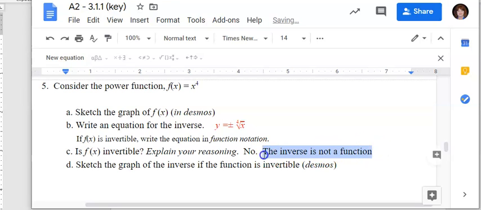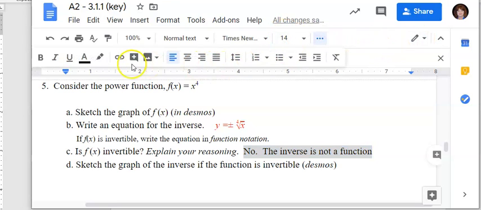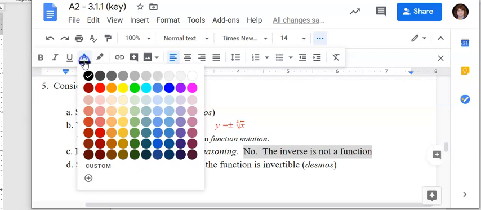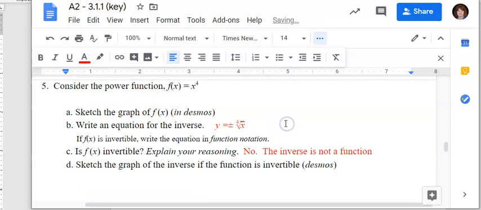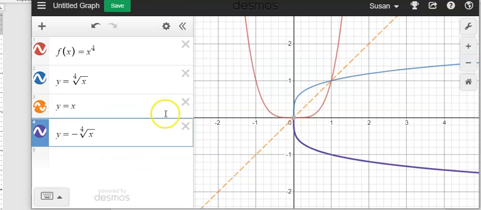Sketch the graph. Well, that was a lot simpler task since we had already sketched the first graph. We just had to make that little minor tweak to it. So let me see if I can find my color here. All right, so let's go back to Desmos. So look at my graph. I've got the original. I've got y equals the fourth root of x, and I've got y equals negative the fourth root of x. So I've got everything I need.